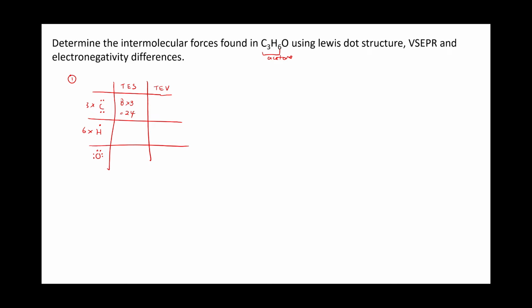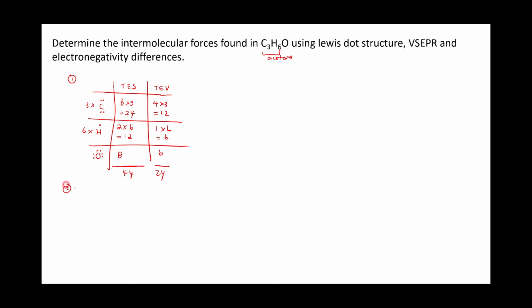Each hydrogen should have 2, so if there are 6 of them, I'm going to multiply this by 6, that's 12. And this oxygen here should have essentially 8, right? So if we add this up, you can see the number of electrons we're working with is a lot higher. In this case, 24 plus 12 is 36, plus 8, that's 44. For valence electrons, the carbon has 4 times 3, that's 12. The hydrogen has 1 times 6, which gives us 6, and this oxygen is going to have 6. So if we add all this up, we get 24.